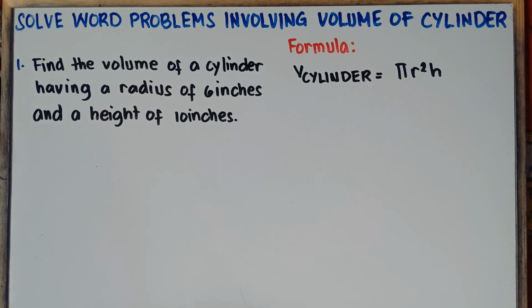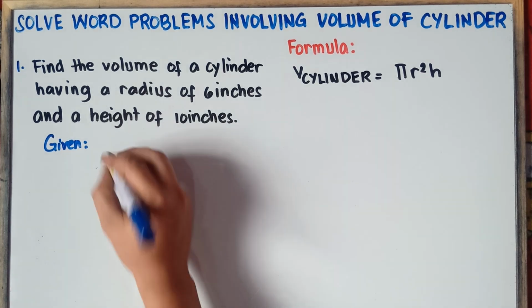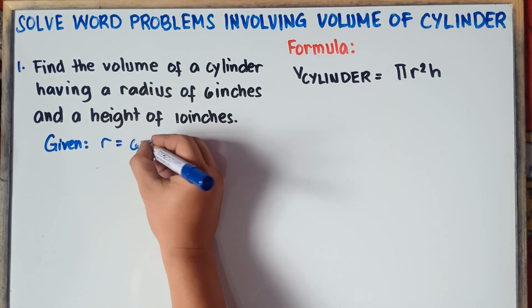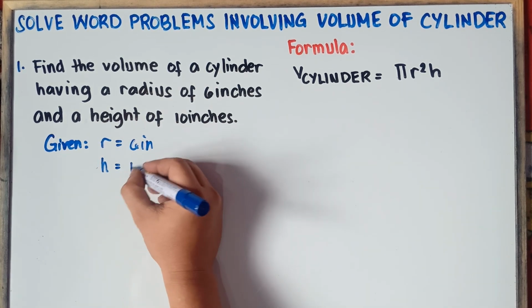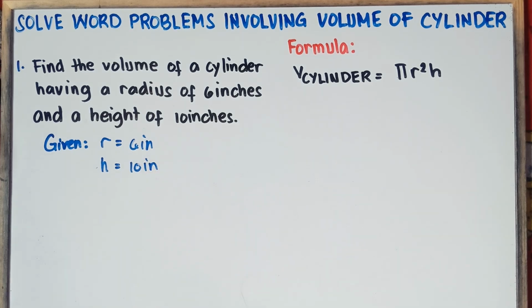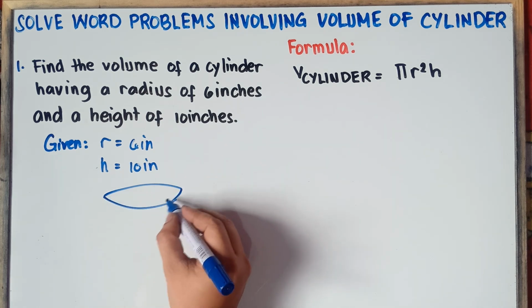So we're told to find the volume. We have given, class, so our given radius, that is 6 inches. So 6 inches for our radius. And our height is equal to 10 inches. And then we can illustrate this for you to be guided.